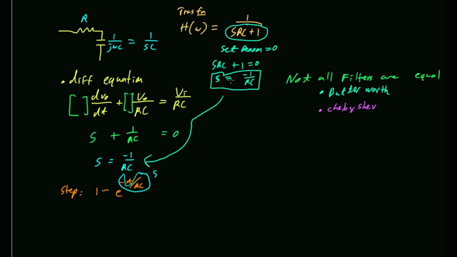It's the same thing. It's the same equation. There's only one equation, right? That's my point. s plus 1 over RC equals 0. sRC plus 1 equals 0. It's the same equation, right? If I just divide this equation through by RC, I get that one.